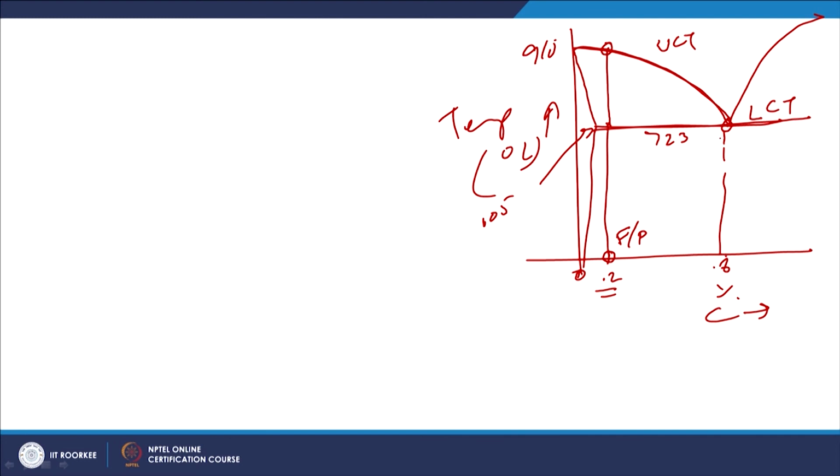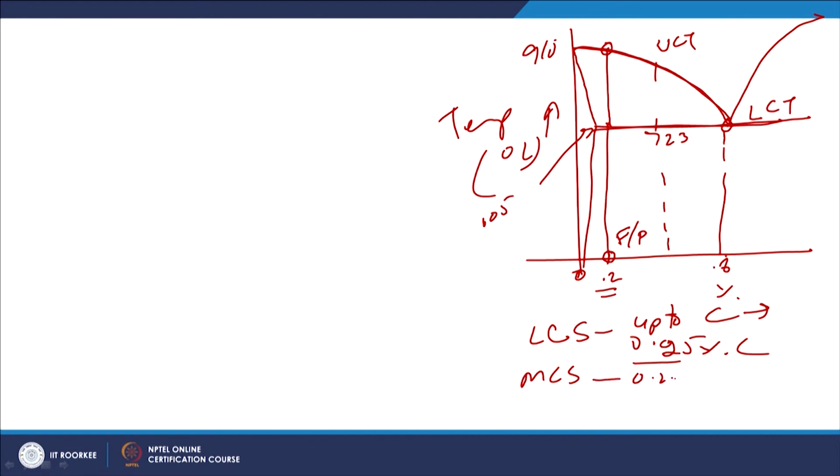And if the steel has carbon content up to 0.25%, it is low carbon steel; medium carbon steel is 0.25 to 0.5%; and high carbon steel is when the carbon content is greater than 0.5%. So, if the carbon content is too high like this, then the upper critical temperature will be coming down.